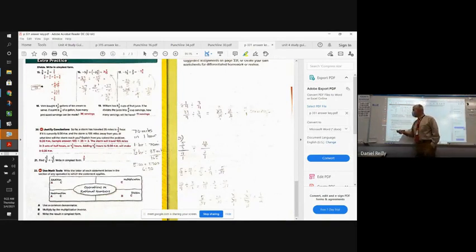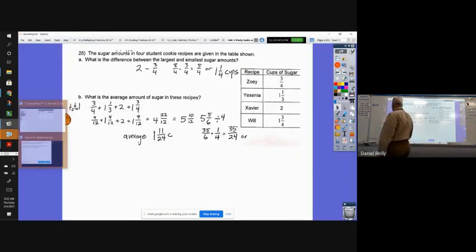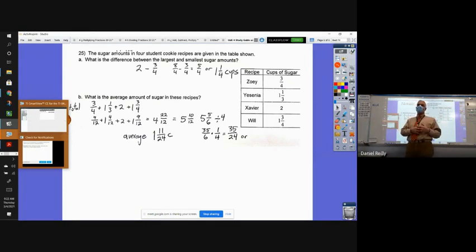Number 18, Vin bought 4.5 gallons of ice cream. If a pint is 1/8 of a gallon, how many pint-sized servings can he get out of his 4.5 gallons? How many 1/8 goes into 4.5 is a division. How many times can I put 1/8 into 4.5?